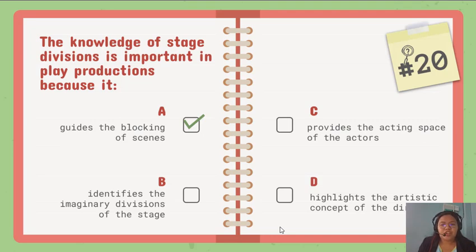Knowledge of stage divisions allows the playwright and actors to maximize each part of the stage that highlights the emotions and purpose of each scene.